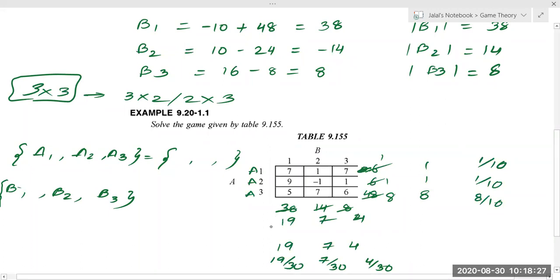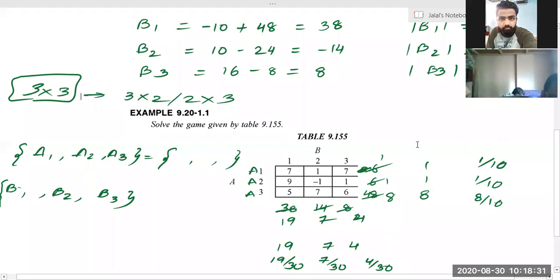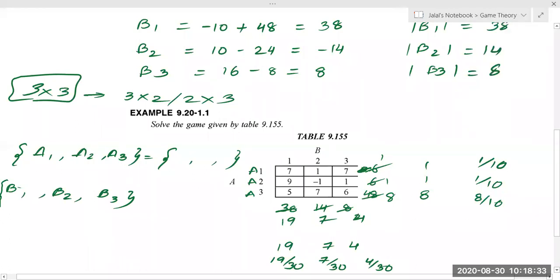Now one more thing that we can do is, see, the factor here is 30. The factor here is 30 and the factor here is 30 and the factor here is 30.